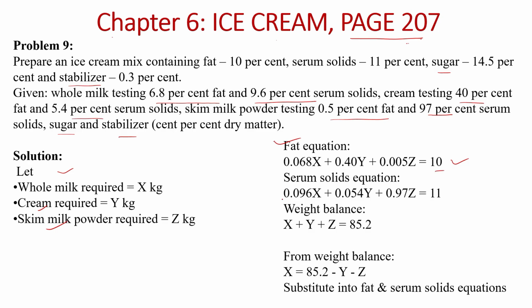For the SNF equation, similarly, we'll have 0.096x plus 0.054y plus 0.97z is equal to 11, and the weight balance, that is x plus y plus z, total should be 85.2, because this will be equal to 100 minus 14.5 plus 0.3. This will be equal to 85.2, because we have to remove the stabilizer and the sugar from 100.